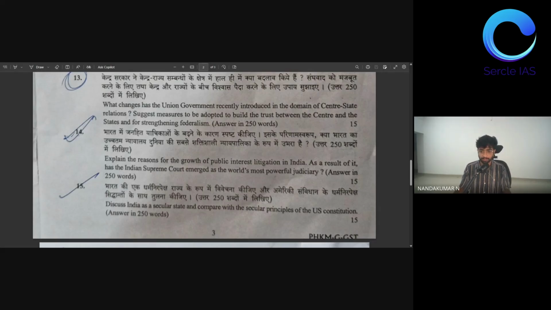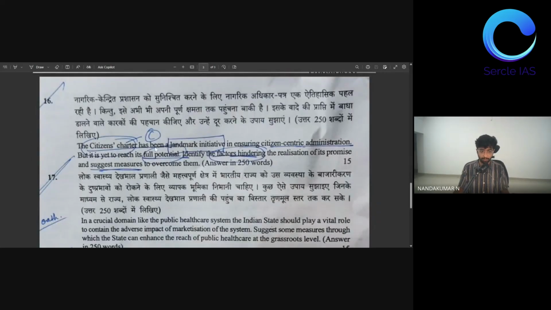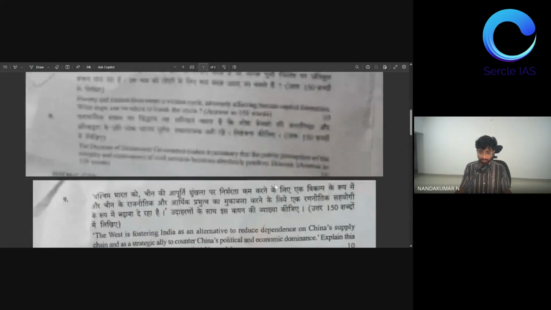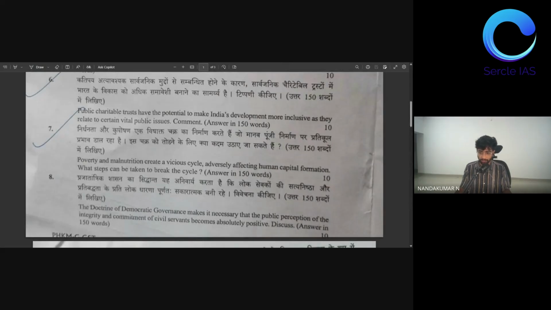So here it is. The 15th one is the last polity question. The 16th one is Citizen Charter has been a landmark initiative. Again, polity related, but this is a question from governance. So 5 into 15, 75 plus 5 into 10, 50. This is the share of polity, which is 125 in a paper of total 250 marks. So this is the importance of polity in just GS2 paper. But if you count all the other papers and essay, it would be at least 200 plus marks. I'll show you the evidence of the same with GS3 paper.